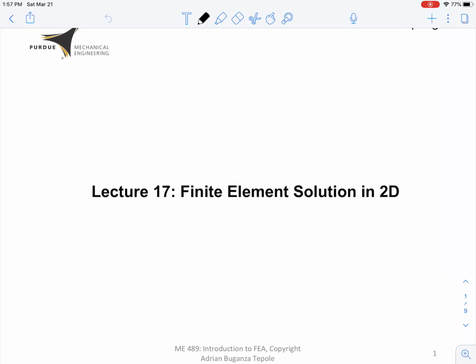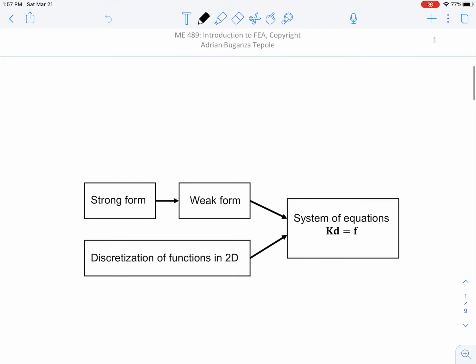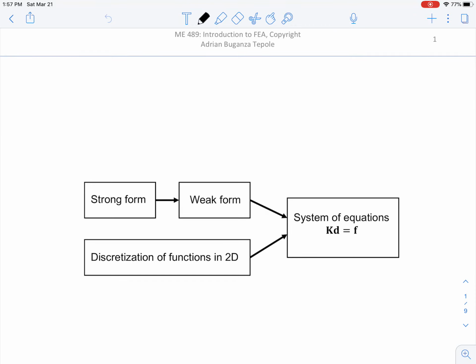Hello. So today we're going to talk about the finite element solution in 2D. We're going to put the pieces together. If you recall the map that we had even for the 1D problems, we have the strong form of the problem that we want to solve, and then what we have done in lectures 13 and 14.